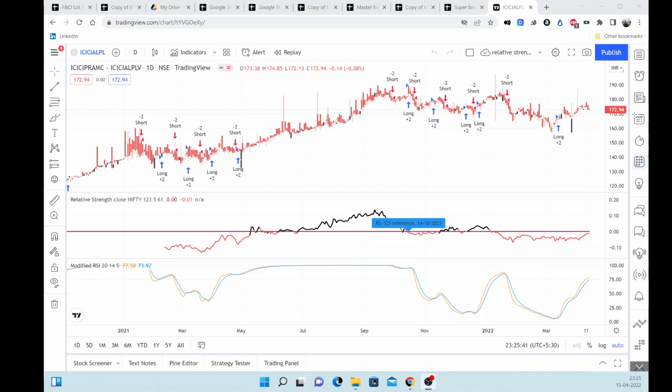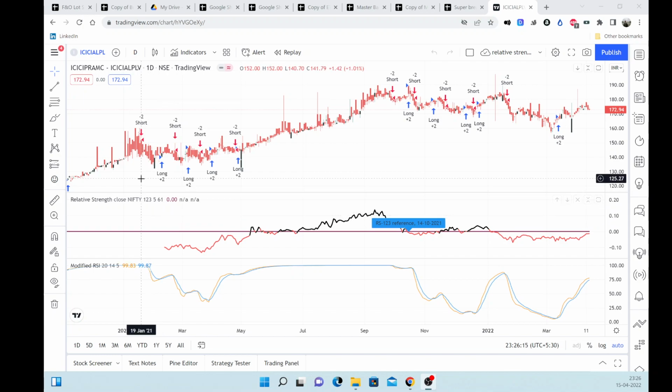So in this video, I am going to talk about two key indicators which I use when I evaluate whether to invest in stocks or in an ETF. One is the relative strength close to Nifty. This shows how well or how badly it is performing with respect to Nifty. And I also use a modified RSI, which is relative strength index. I will take an example and explain both of them in detail.